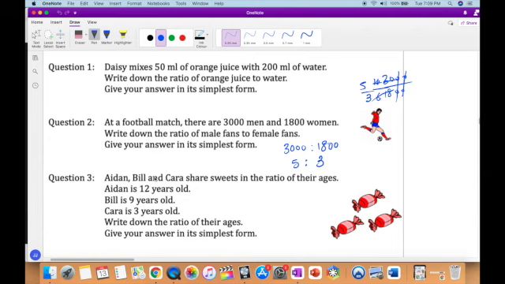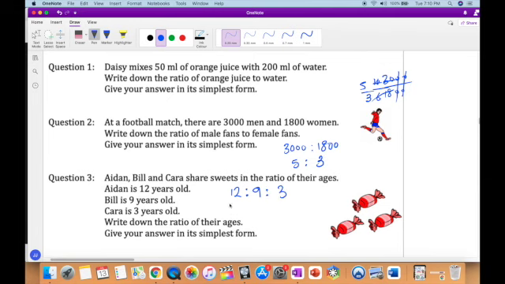1, 2, 3. So we're dealing with 3 quantities here. Share sweets in a ratio of their ages, right? So 12 years old will get 12 sweets, 9 years old will get 9 sweets, 3 years old will get 3 sweets, right? Write down the ratio of their ages in the simplest form. So the ratio of Aidan to Bill to Kara: Aidan is 12, to Bill, which is 9, to Kara, which is 3.